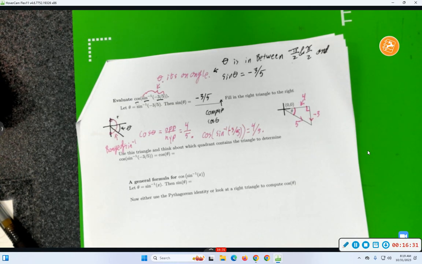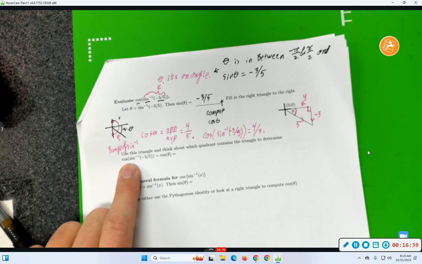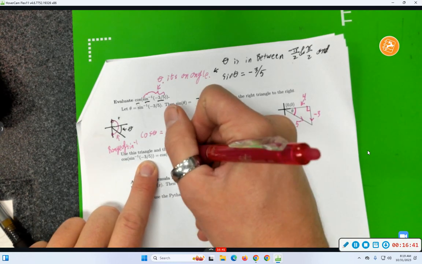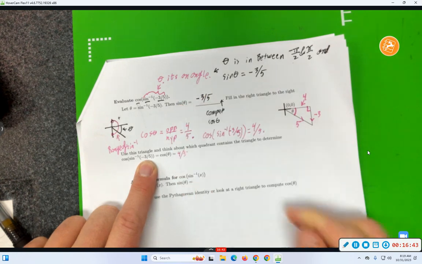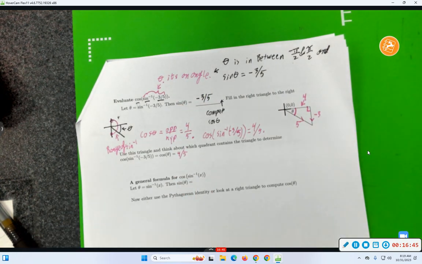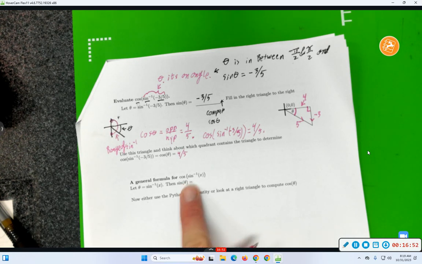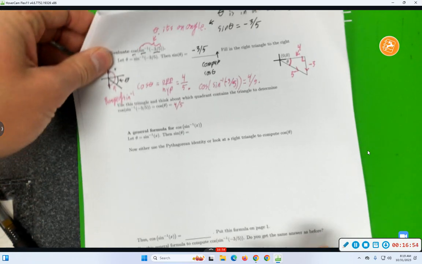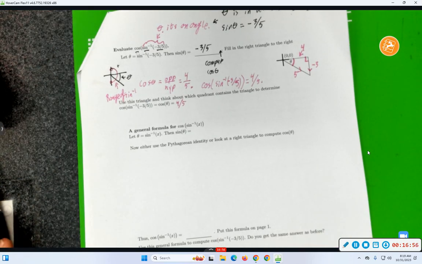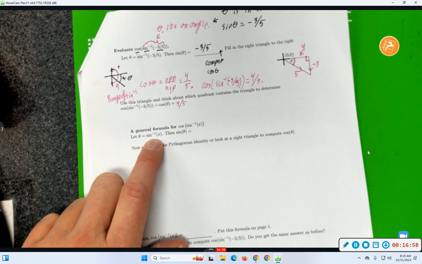Let's do something similar. Okay, so cosine of inverse sine of negative 3 over 5 is equal to the cosine of this angle theta, which is 4 over 5, adjacent over hypotenuse. Groovy. Let's do this in general. Let's get a general formula for cosine of the inverse sine of x. So let's do exactly that. Let's let theta be inverse sine of x.